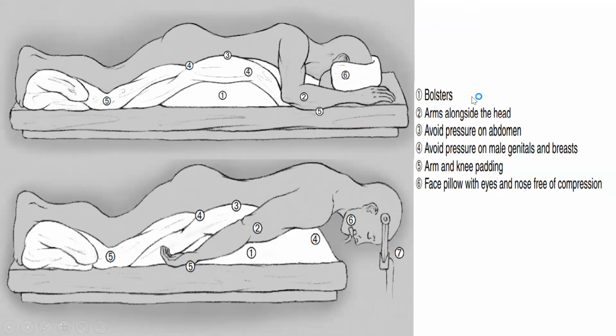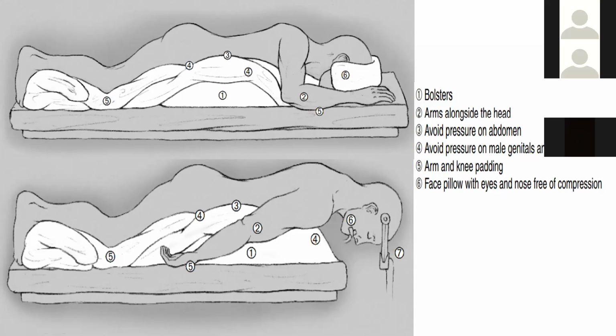So again, padding, arms along the side, or you can roll them upward. Avoid pressure on the abdomen, the male genitalia, and the breast. Pad the arms and knees, and use a face pillow with the eyes and nose free of compression. So these are the most common positions during neurosurgery.